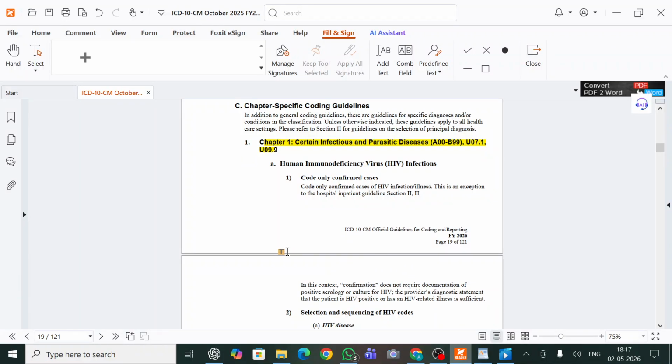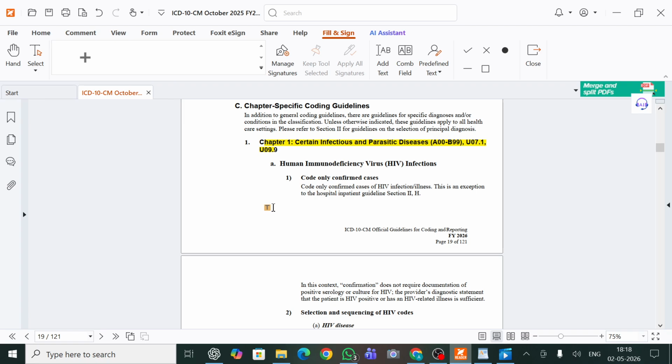So here guys we will start the chapter specific coding guidelines. In that chapter specific coding guidelines we will see the first chapter, certain infectious and parasitic disease. The code series A00 to B99, and U07.1 and U09.9. These two codes are separate.